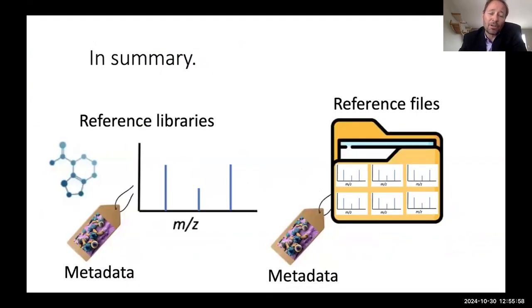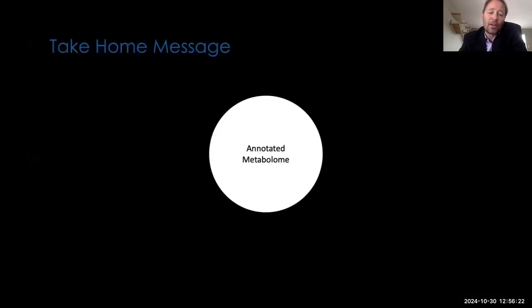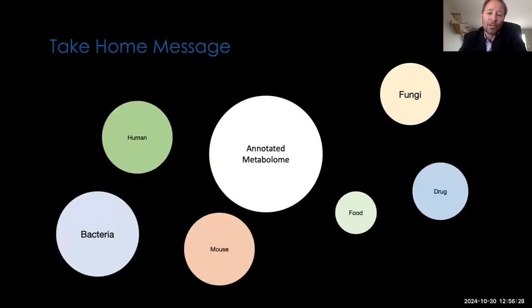So in summary, I've shown you the thought process and the resources that we're starting to build, reference libraries that can be used to understand exposure in untargeted metabolomics data. And we have both reference libraries where metadata is attached, as well as entire reference files where the metadata is attached. And so what we can now do is not only provide structural annotations of the metabolome when you do untargeted metabolomics, but also provide source information.